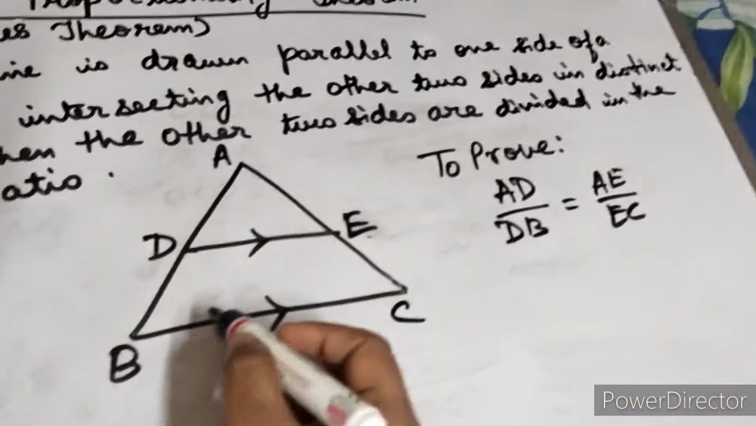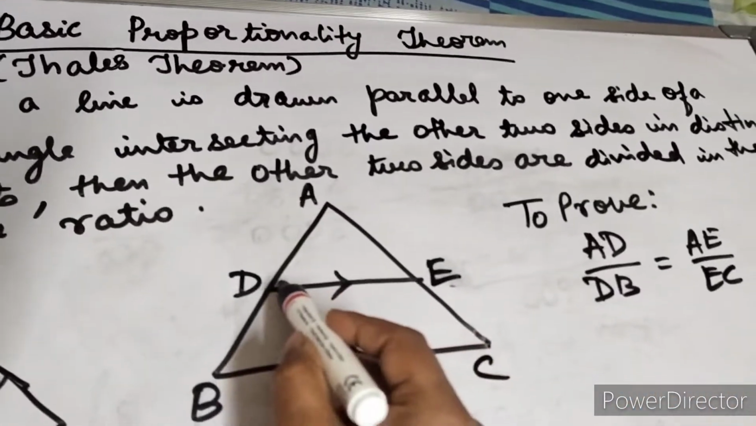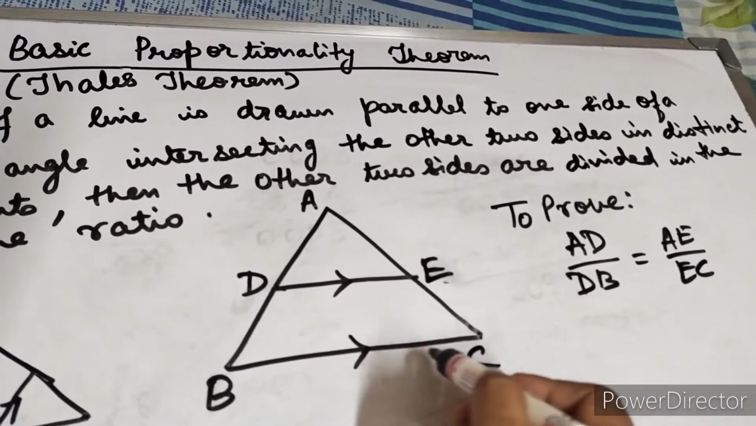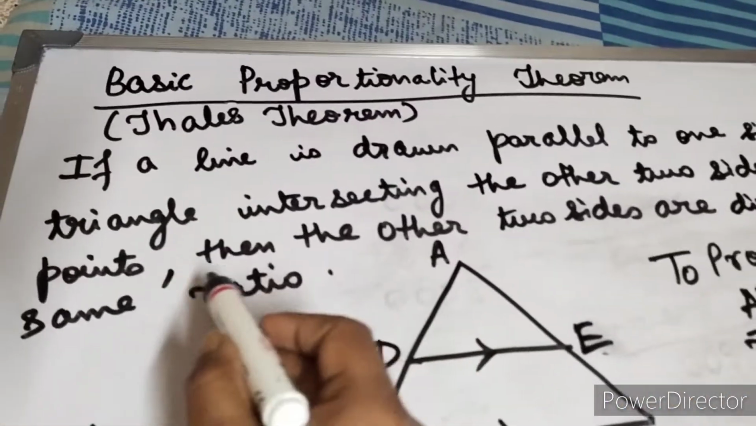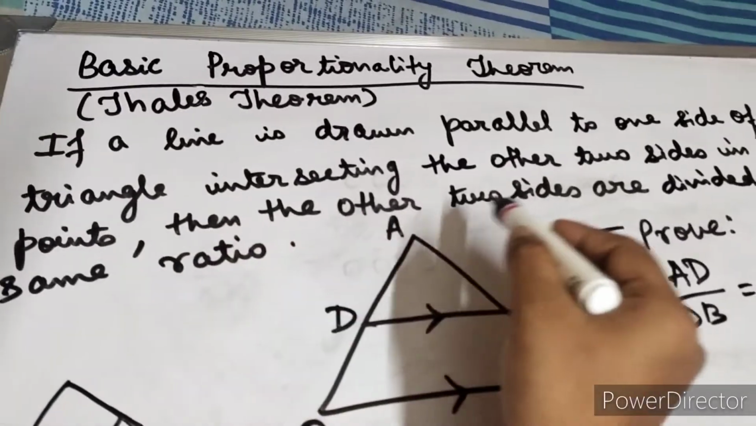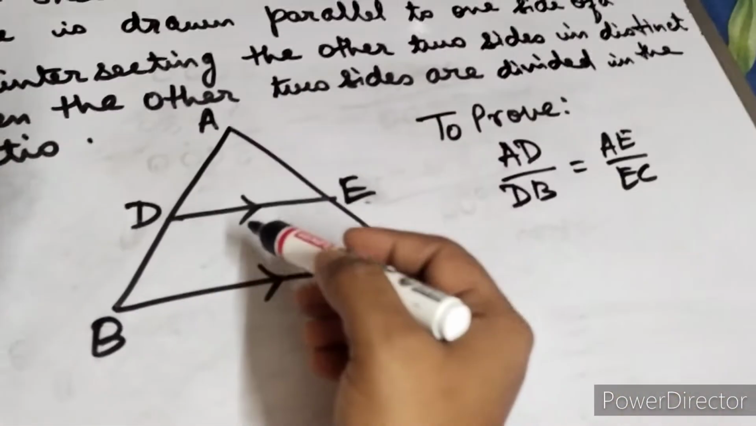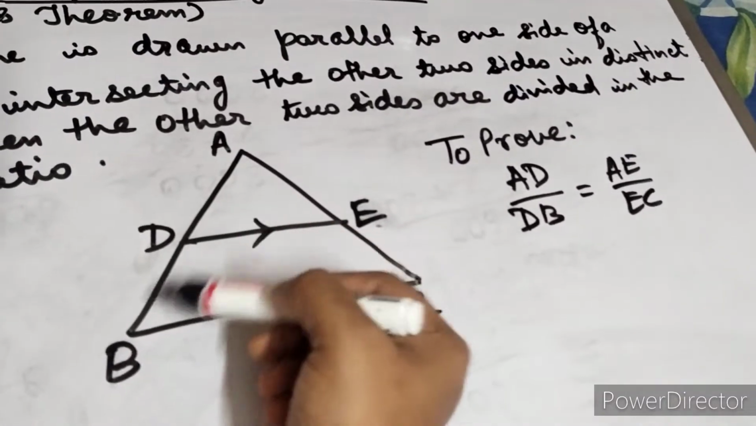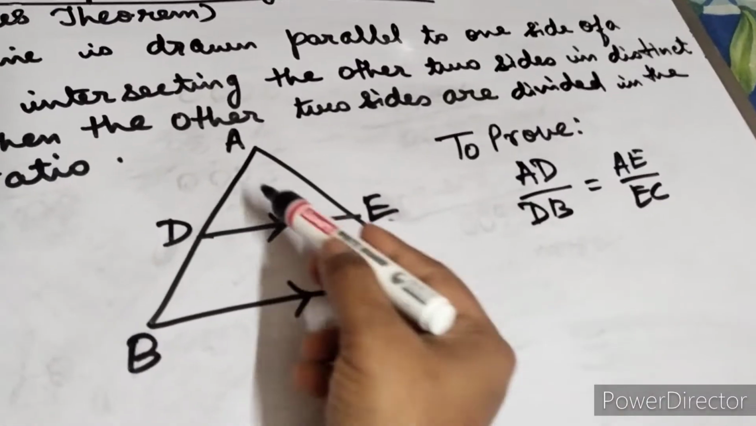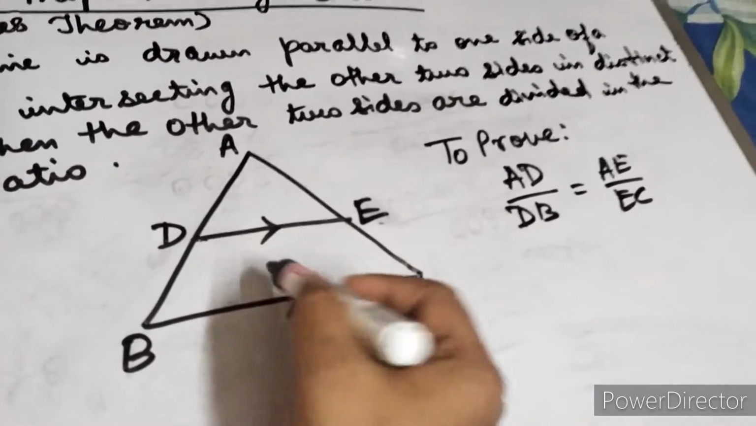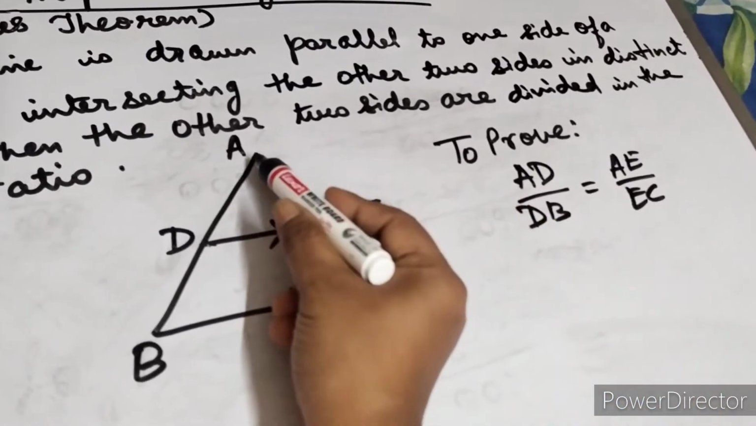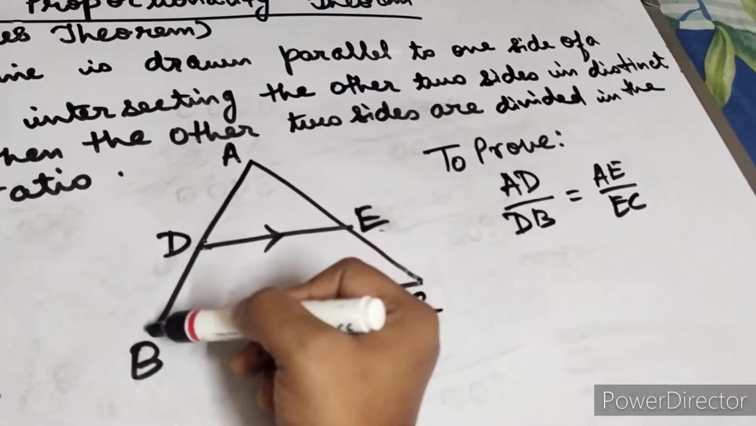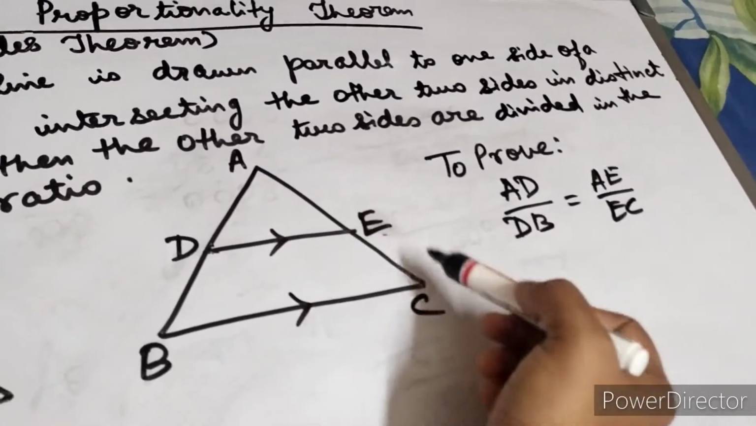Means what is it saying? If a line is drawn parallel to one side of a triangle, then AD by DB, what we have to prove is this. The meaning of this line, the other two sides are divided in the same ratio, is that this is one side and this is another side. They are divided by these two distinct points in the same ratio. To prove, what we have to prove is AD by DB equals AE by EC.